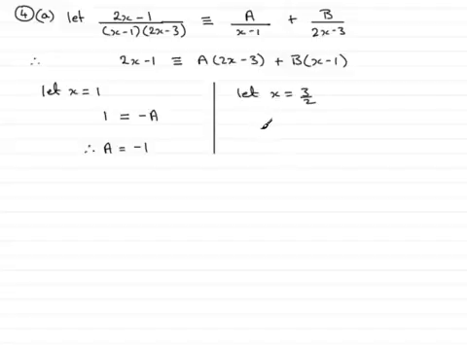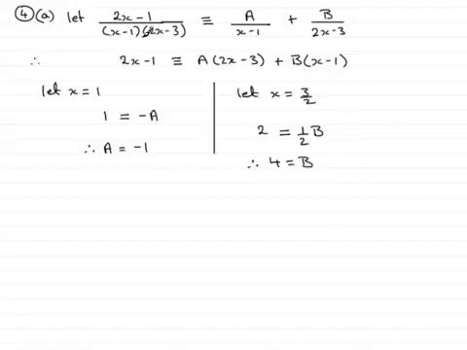So we have 2 equals, this bracket then goes to 0. So 0 times a is nothing. Over here we have 3 over 2, or 1.5, take away 1 is just a half. Half times b is just a half b, or b over 2. Multiplying both sides by 2 gives 4 equals b, or b equals 4.